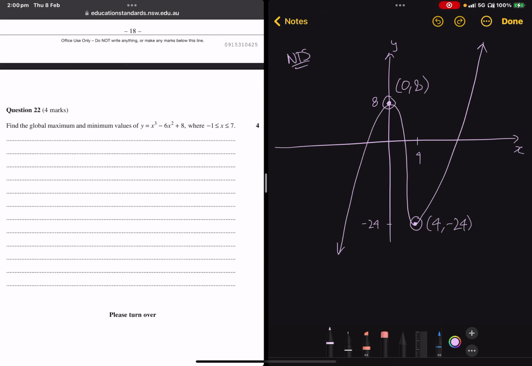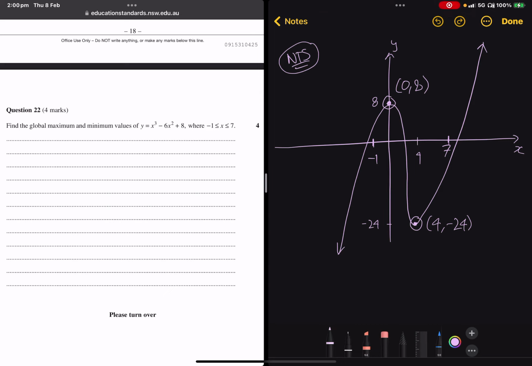The way we're going to check this is we're going to check the values of the function at -1 and the values of the function at 7. Now from my graph, which is not to scale by the way, it looks like -1 is going to be here and 7 is going to be about here. But the curvature of this graph could be completely different.